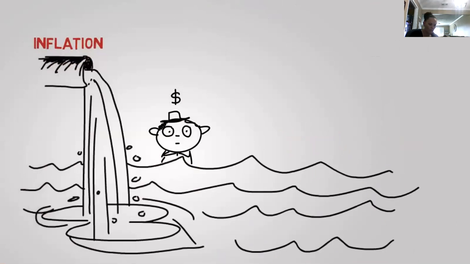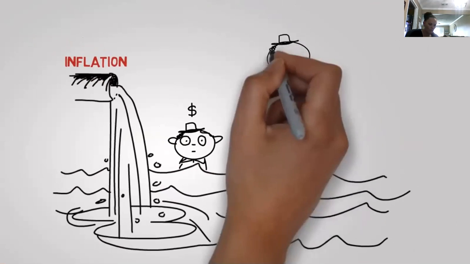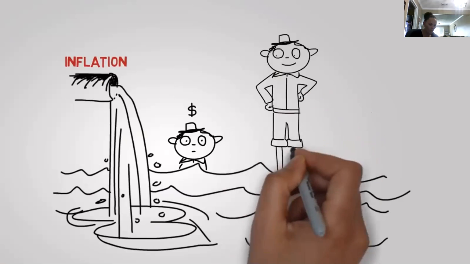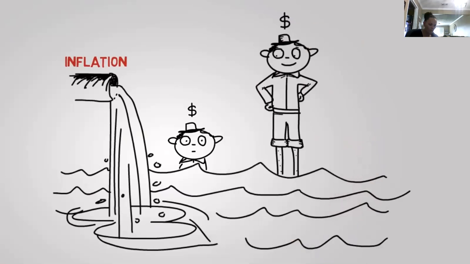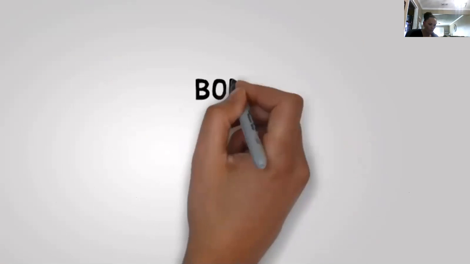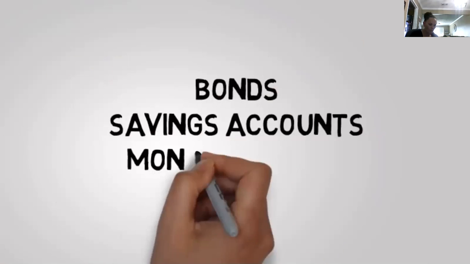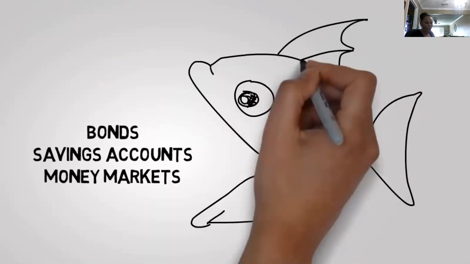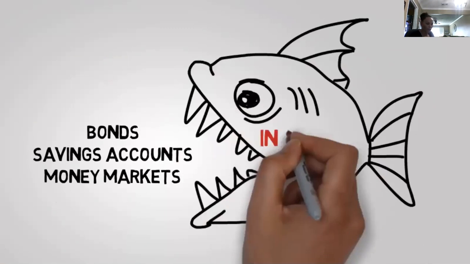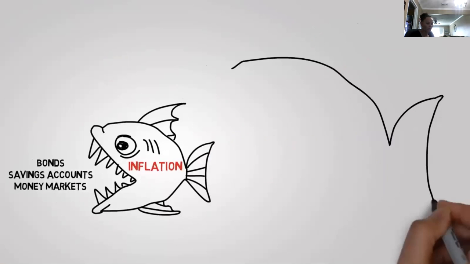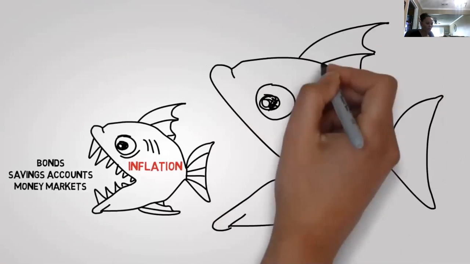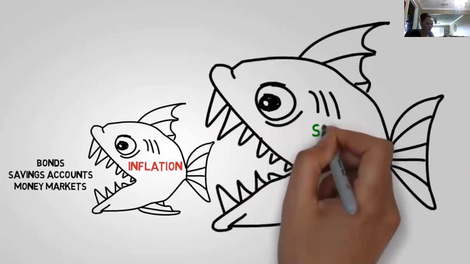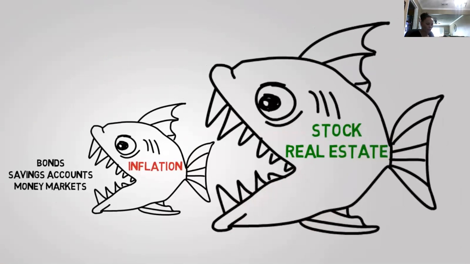You have to grow your assets faster than the rate of inflation. You have to outpace it. But if that's true, then bonds, savings accounts, and money markets are out because their rate of growth is just too small. Inflation will gobble it up. If you want to grow your assets faster than inflation, you'll need to invest in stock or real estate. Both have a track record of beating inflation.